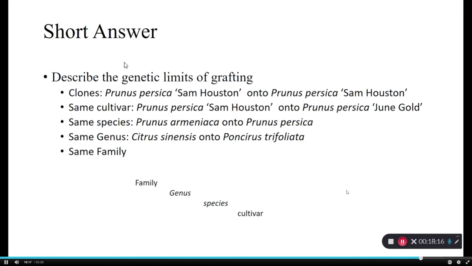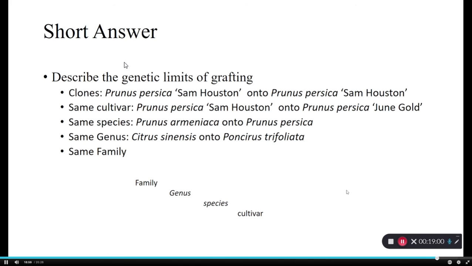Then you take a step back. What if it's the same genus, but different species? So what if you have Prunus armeniaca and Prunus persica? This is grafting apricot onto peach, which is acceptable. You've taken a step down in terms of success. It might be closer to 70 or 80% chance of success if they're 2 different species, same genus. But, okay, so that would be the same genus, different species.